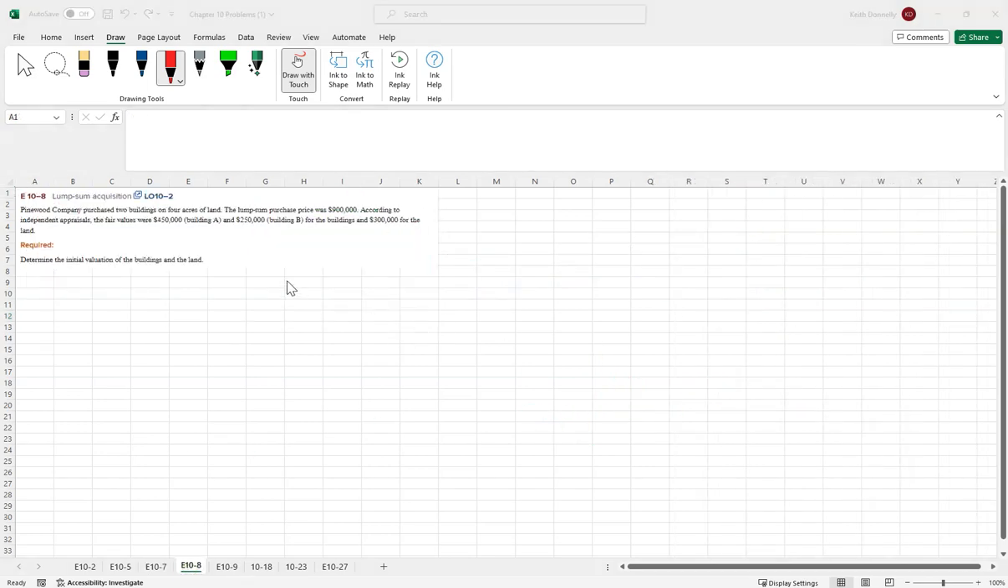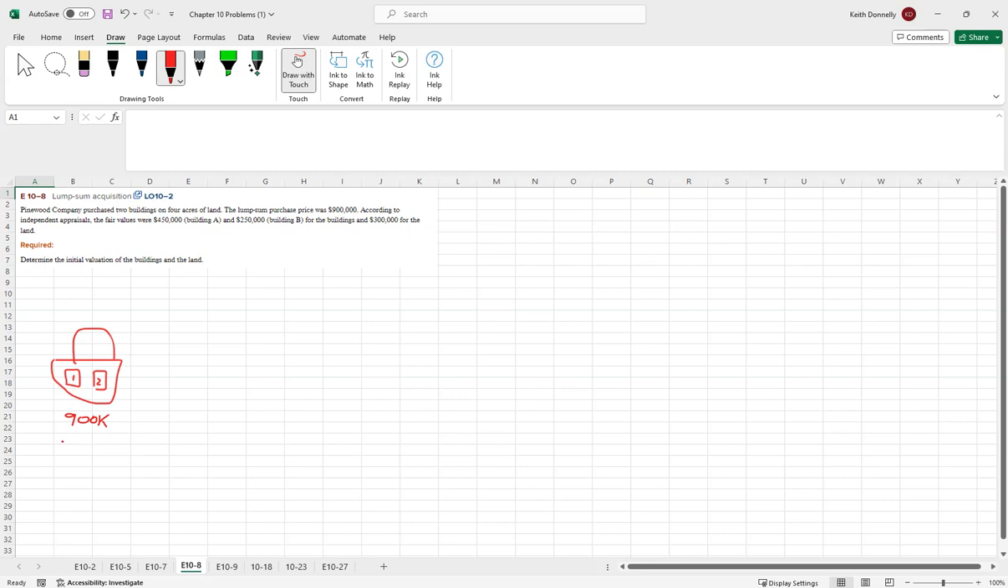All right, let's look at 10.8. It looks like a company here purchased 2 buildings. That's great. They had a lump sum price of 900 grand, right? So essentially this is a basket purchase. If it's a basket, they got building 1 and they got building 2. And for this thing, they paid 900 grand, okay?